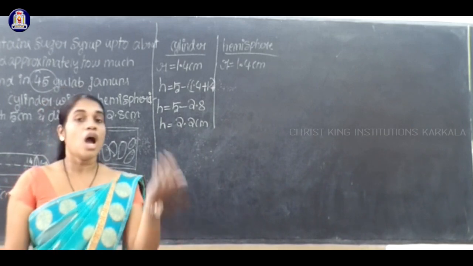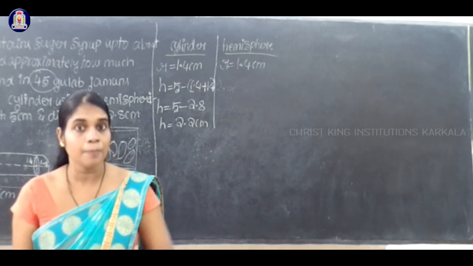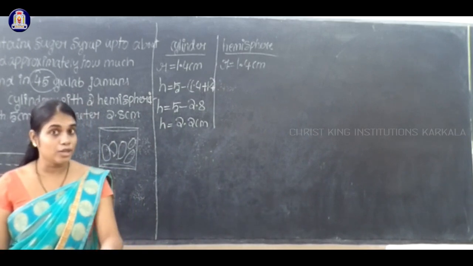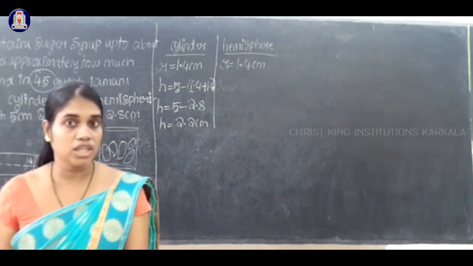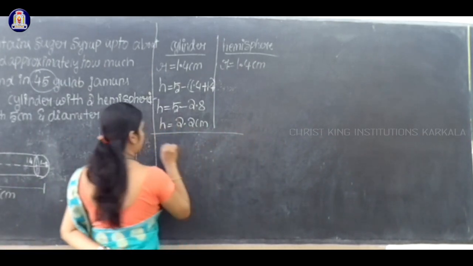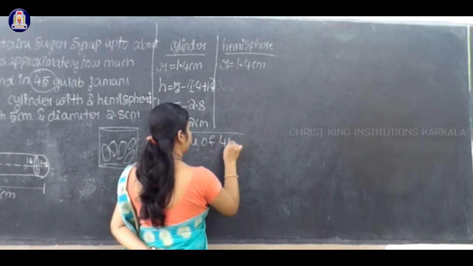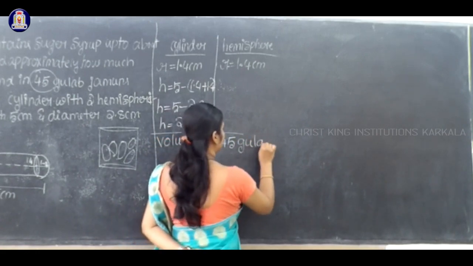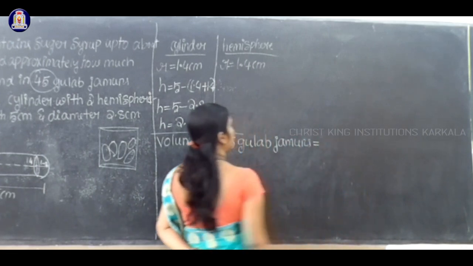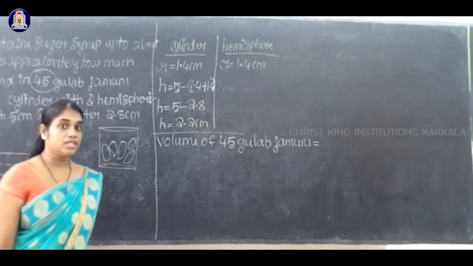After that I will calculate what is the quantity of sugar syrup among those 45 gulab jamuns. Okay, so first what I will do, I will calculate the volume of the 45 gulab jamuns. Volume of 45 gulab jamuns equal to, okay, what is the formula here?